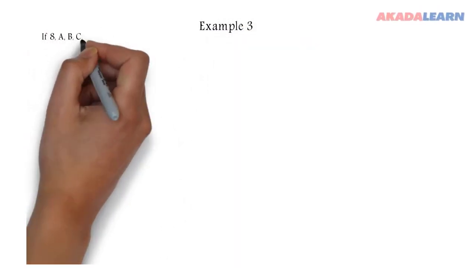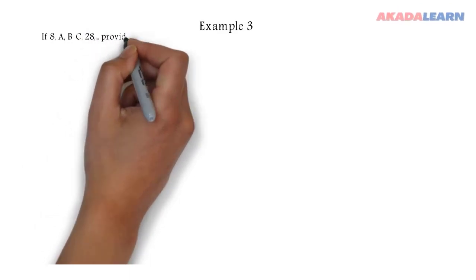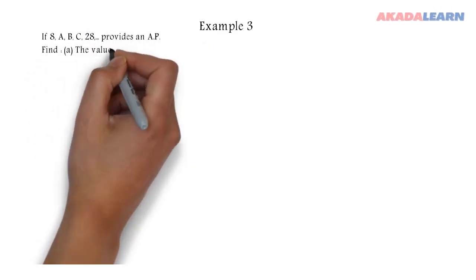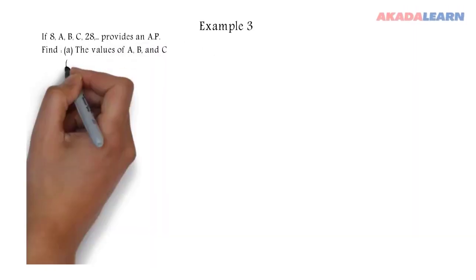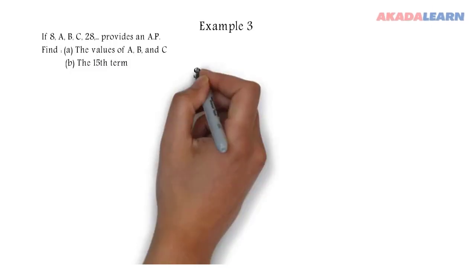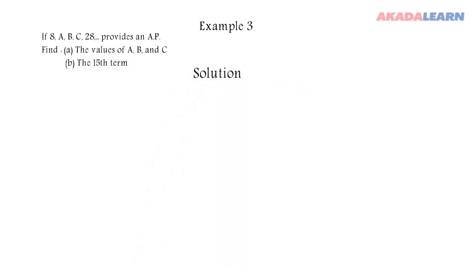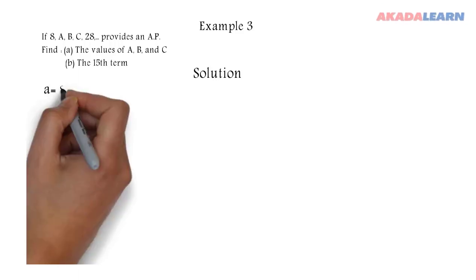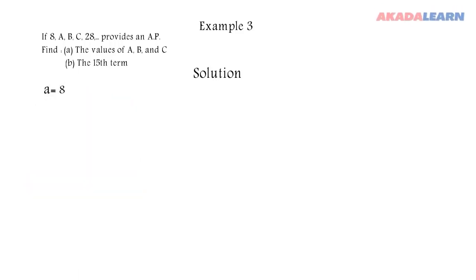So let's see another example now. We have some set of numbers that are in arithmetic progression. We're asked to find the values of a, b, c, and we're asked to find the 15th term. So let's see how to do that. We are given our a, which is our first term. We are also given the fifth term, T5 is equal to 28. So the fifth term is 28.